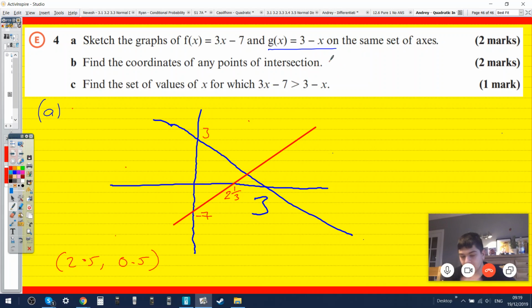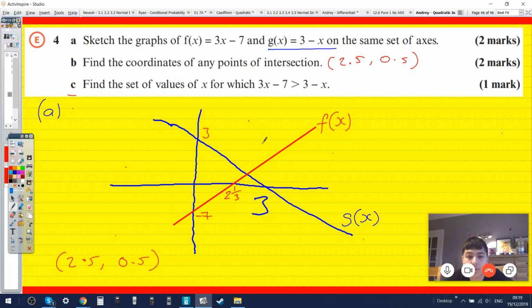Okay, so the point of intersection, that was part B. We got that, 2.5 and 0.5. Part A was to sketch the graph, and that's what we've done. So we've done the two lines, x-intercept, y-intercept. And then C is this one. How do we do this? You can do it just by looking at the graph. Do I just solve for x here?